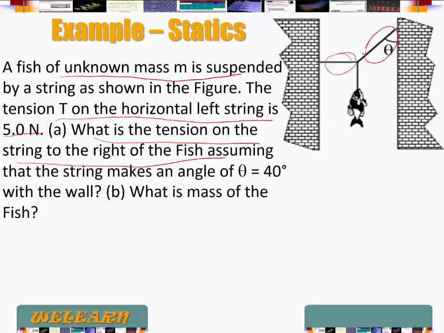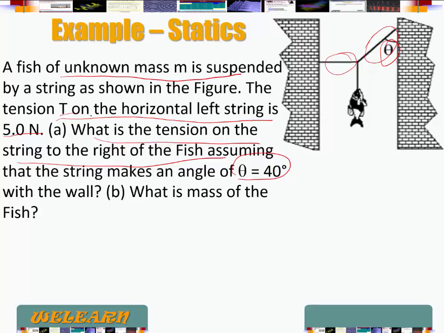They're asking us for the tension here. And they are telling us that this angle theta is 40 degrees. The second question, what is the mass of the fish? In all equilibrium problems like this, the first thing we need to do is identify a particular point in our system and apply Newton's second law of motion to that point.